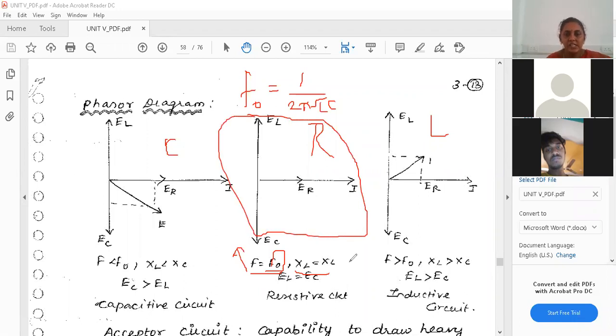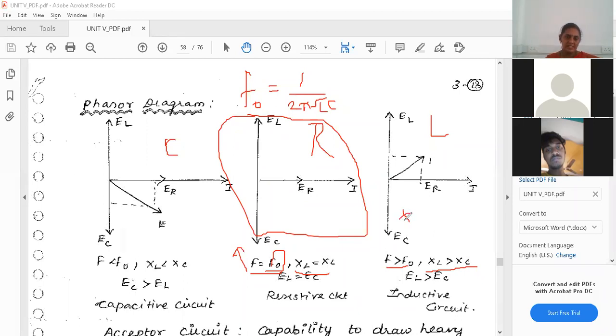Next, in an inductive circuit, what happens? F is greater than F naught, which means XL is greater than XC. So XL greater than XC means the voltage across the inductance is greater than the voltage across the capacitance. In the phasor diagram, you always draw inductance on the positive side and capacitance on the negative side, because you have a J operator. So the phasor diagram will be on the positive side.